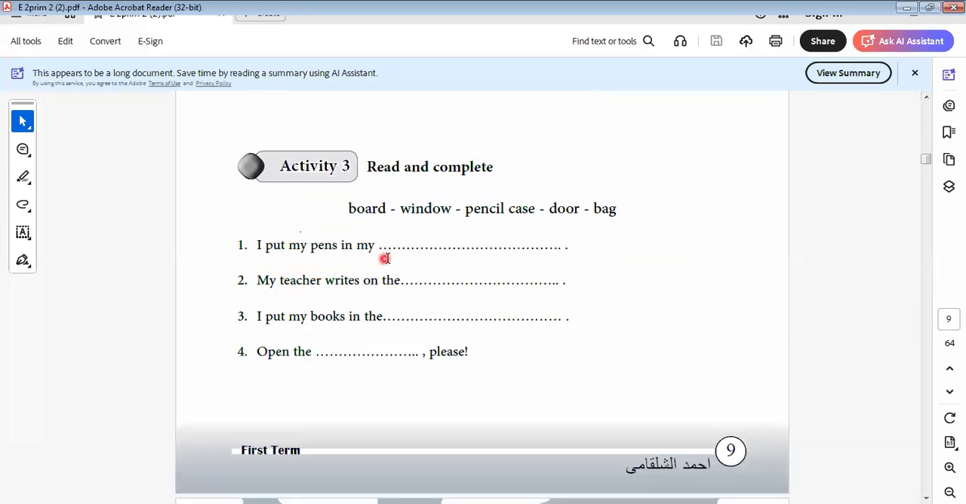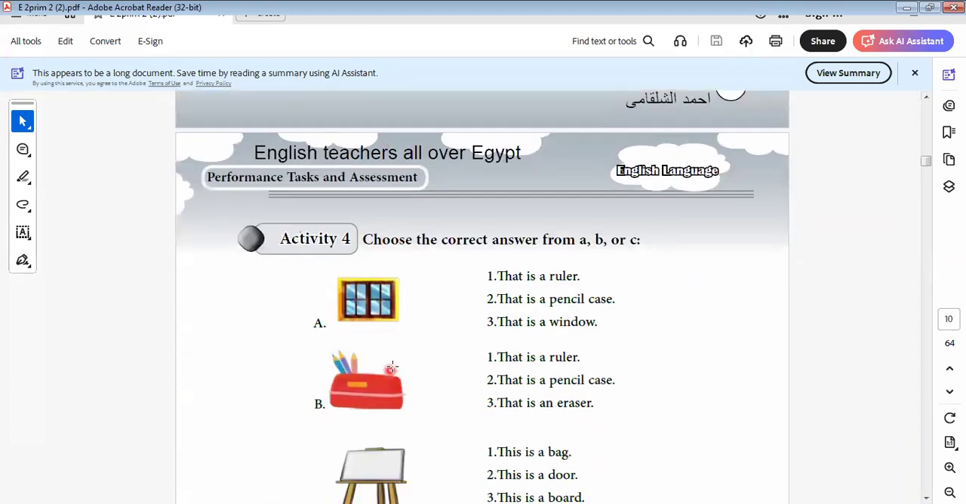Here it will be, I put my pens in what? In my pencil case. My teacher writes on the board. It will be here, board. I put my books in my bag. Open the window. Let's go to another one here.